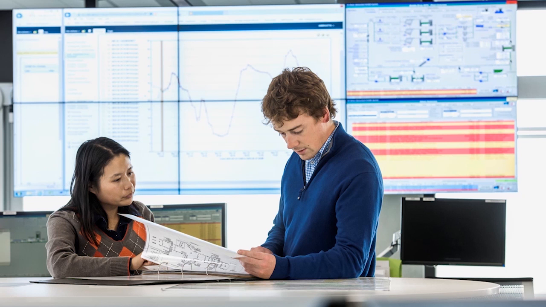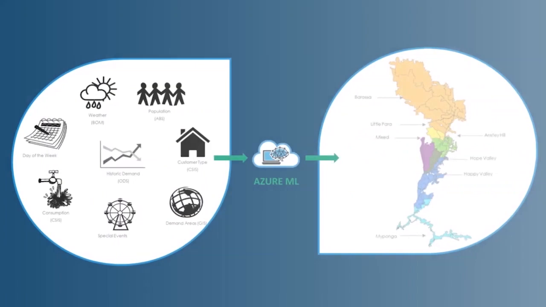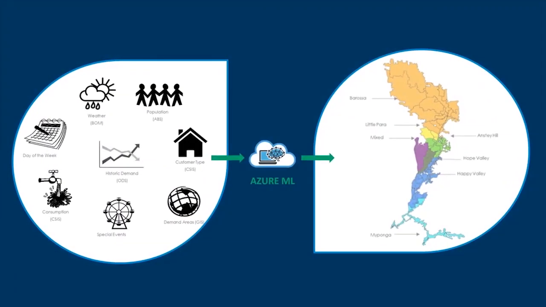The tool firstly forecasts a whole of region demand and then breaks the demand down to the customer type and geographic location. A spatial representation of demand across Adelaide's more than 130 pressure zones is a key input to developing production plans for each water treatment plant and planning short-term network operations.